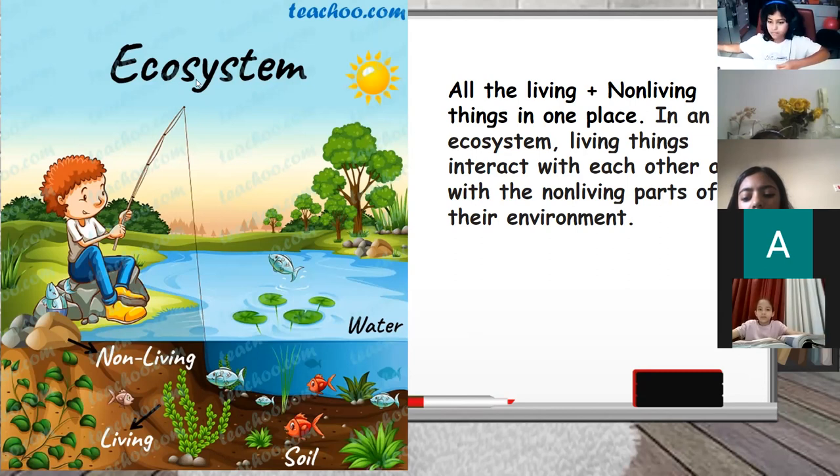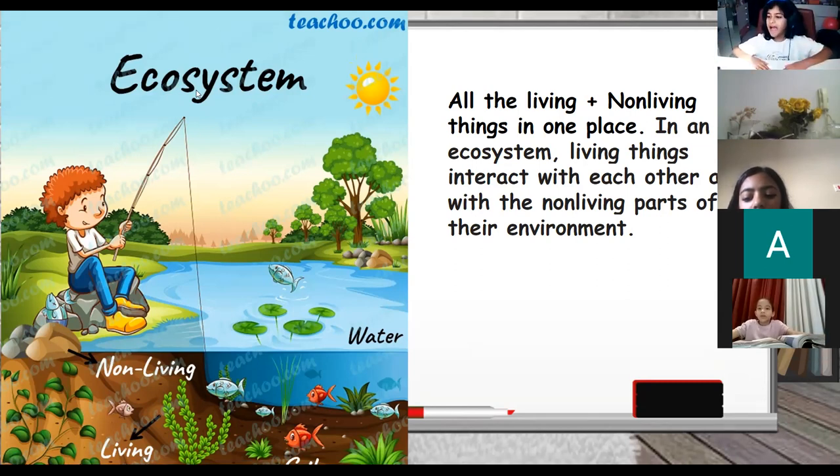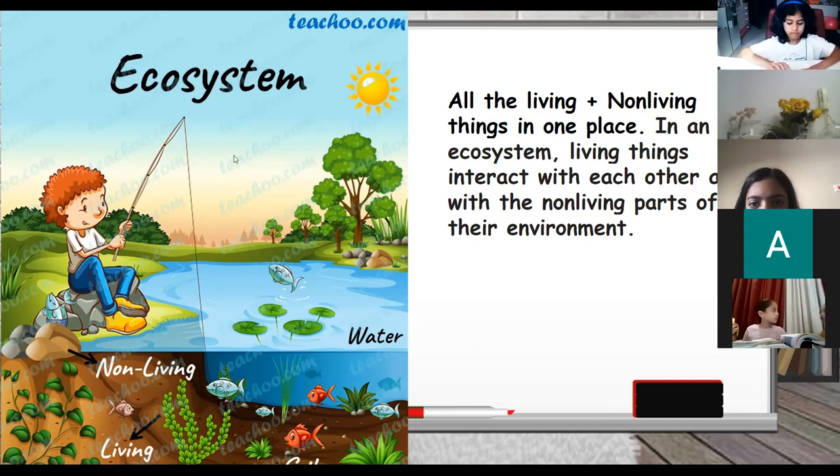Why? Ecosystem, because they're together. They interact with each other. They need each other to live because the fish needs the water to survive. The seaweed needs the soil to survive. And the boy needs the fish to eat. So all together, they interact and they make an ecosystem.